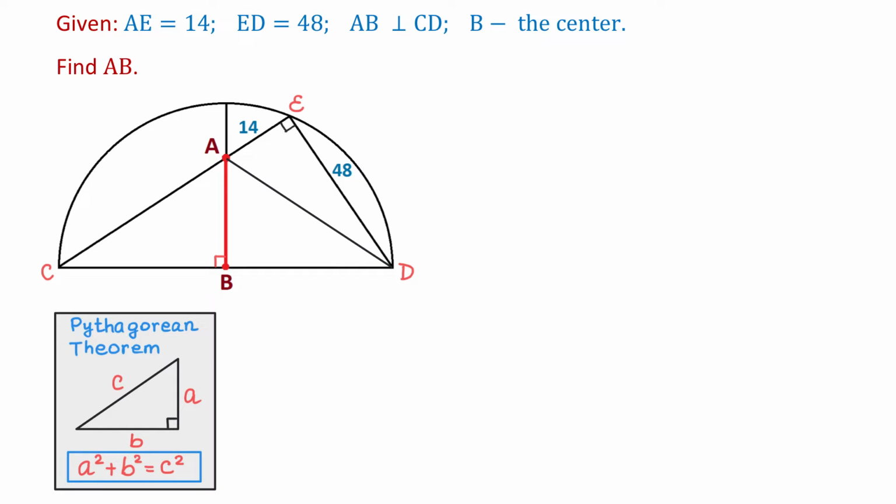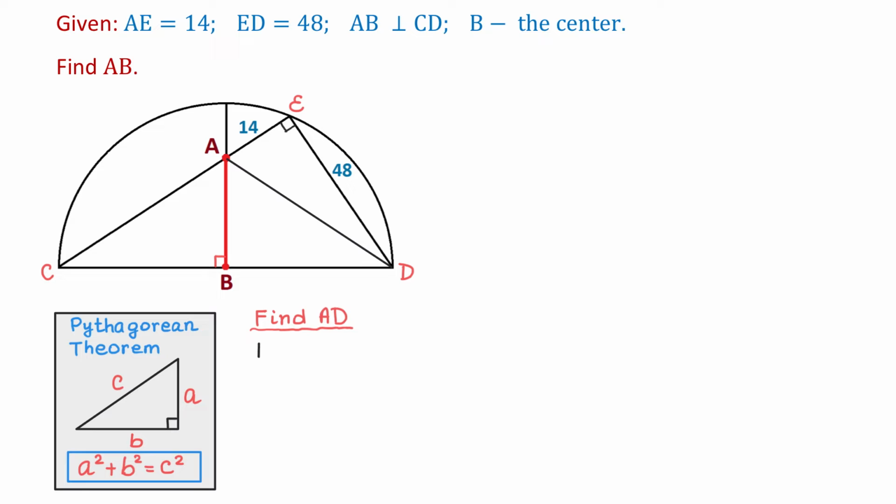The Pythagorean theorem tells us that in a right triangle with the legs a and b and the hypotenuse c, a squared plus b squared equals c squared. So then we will use the Pythagorean theorem to find the hypotenuse AD.